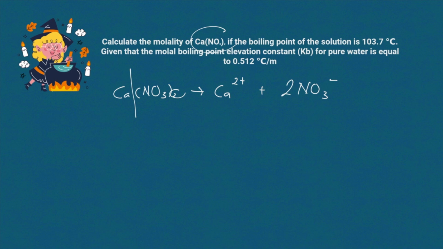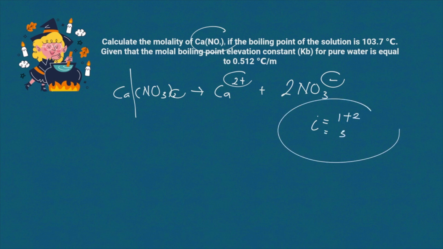From here you can calculate the value of i. The value of i, this is my -1 and also +2, right? But in order to calculate i, you don't need to look at the positive or negative, so you just add 1 plus 2, equivalent to 3. So your i is equivalent to 3. Since you were given the molar boiling point elevation, the Kb, you need to calculate delta T boiling, equivalent to Kb, the molality, and also the value of i.